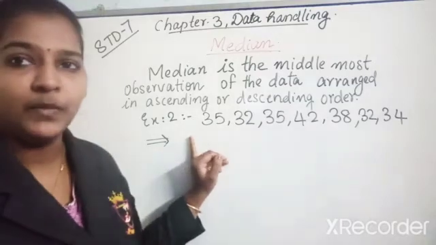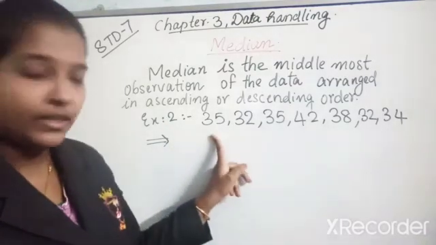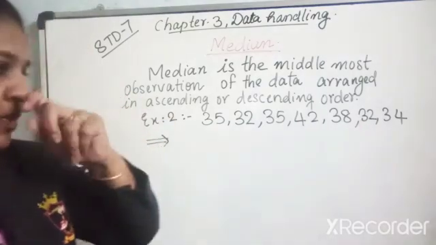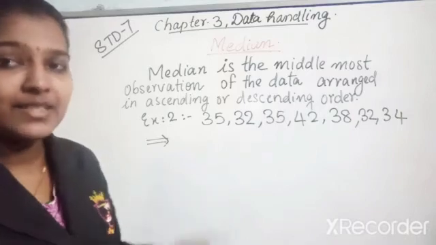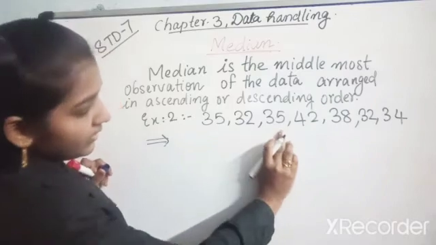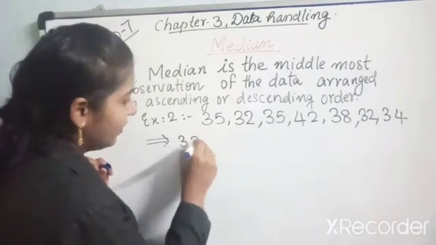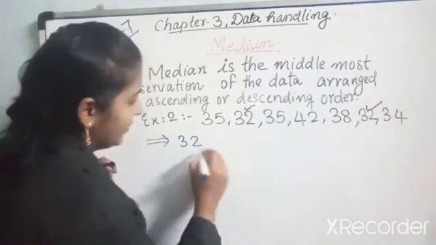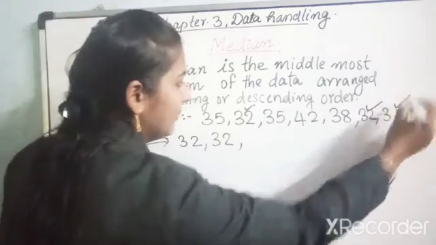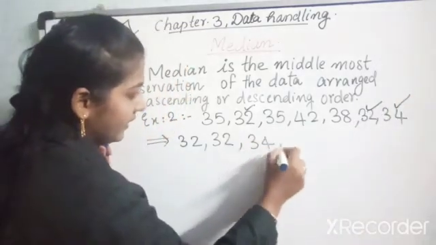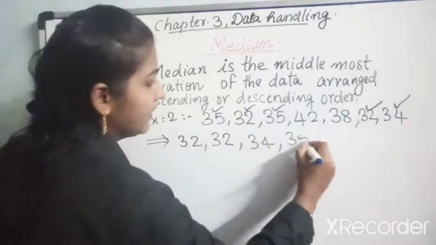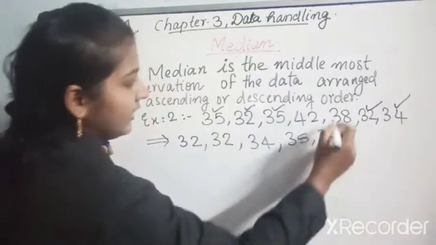Children, here is example 2. Look at the numbers: 35, 32, 35, 42, 38, 32, 34. So we know first we have to arrange this in ascending order. Okay, so I am going to arrange it. First one, 32. So 32, how many times? 1, 2. So 32, 32, then it is 34. 1, 34 is here. Write that. Then 35, two 35s. Then after that 38.